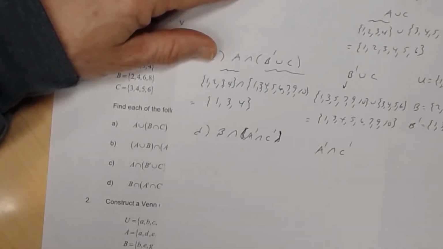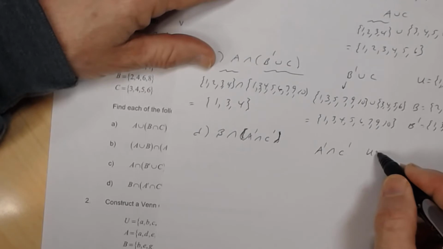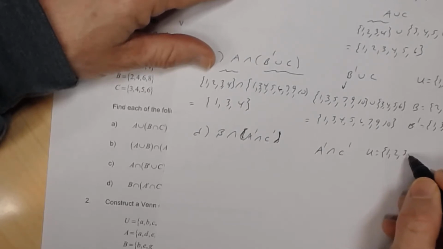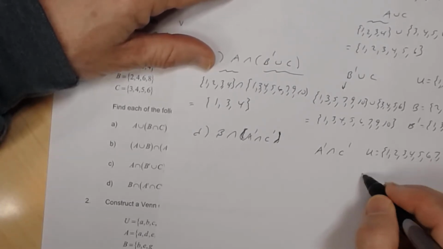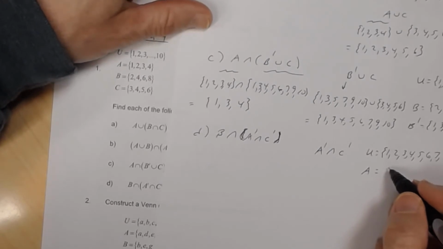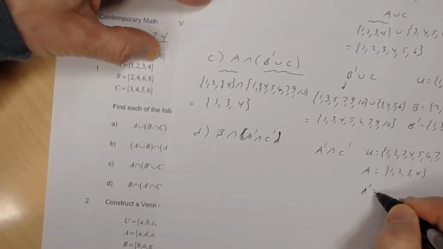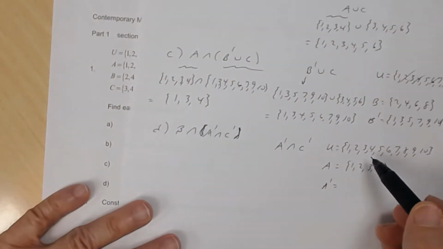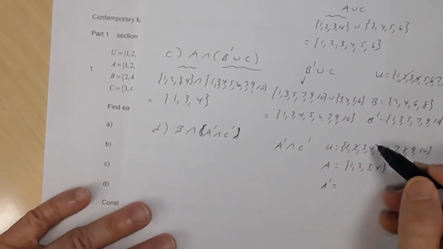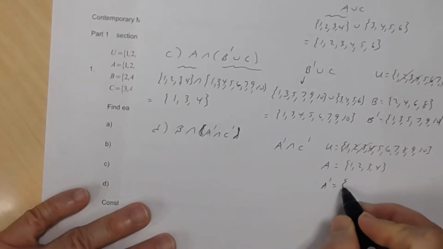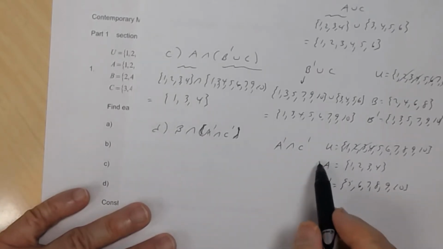So again, before I can find A complement, I need to look at what A and the universal set is. Remember, the universal set is 1, 2, 3, 4, 5, 6, 7, 8, 9, 10. A is the set 1, 2, 3, 4. So therefore, A complement would be every element that's in the universal set that's not in A. So I'm going to take 1 out, 2 out, 3 out, 4 out. So A complement then would be 5, 6, 7, 8, 9, 10. Okay? Now so that's this right here.